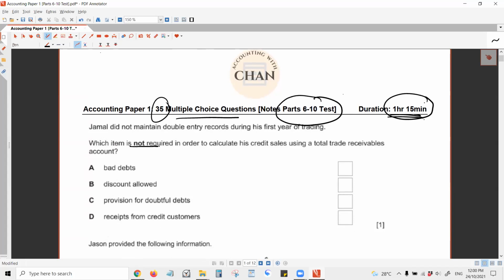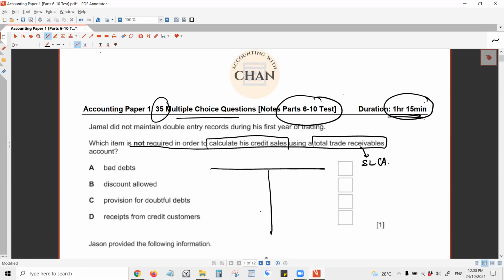Which item is not required in order to calculate the credit sales using a total trade receivables account? Okay, you have to link to something that you have learned. Otherwise, it will be difficult for you to solve this question. You may not have any idea yet. So it says total trade receivables account. I wrote this term for you before when we were learning sales ledger control account. Sales ledger control account. So they ask you what is not required to get the credit sales amount.